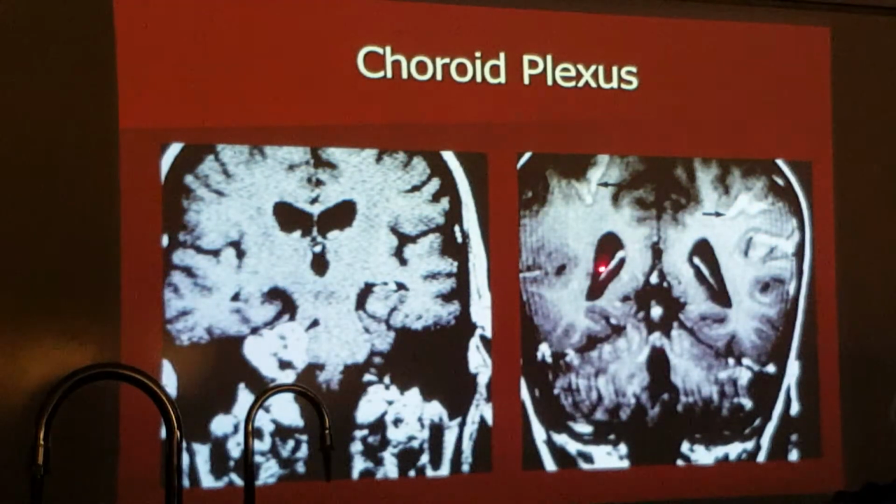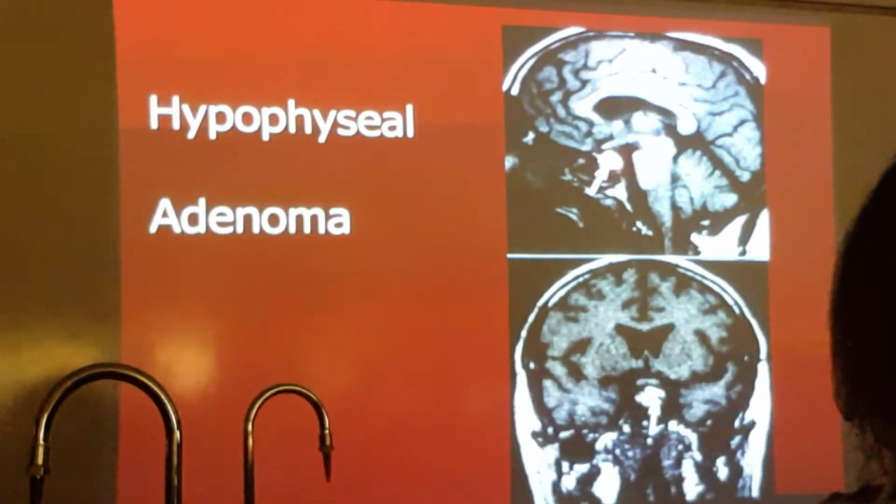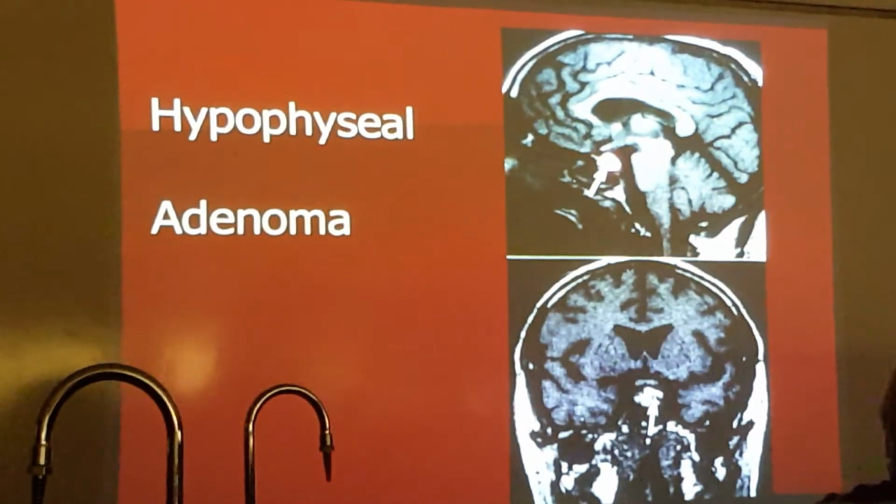And we see choroid plexuses. There's a hypophyseal adenoma, which is a tumor on the pituitary, shown in a sagittal slice and a coronal slice. And the only way to get at the pituitary, remember, is to go up through the cribriform plate, basically shatter the cribriform plate, and you lose your sense of smell. But this is a very dire condition.